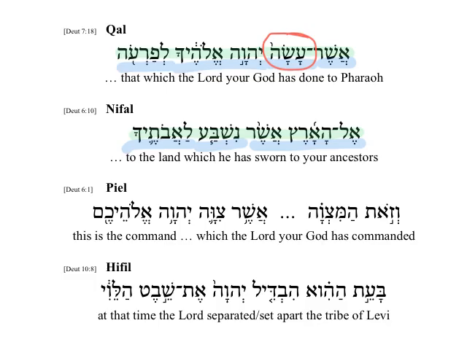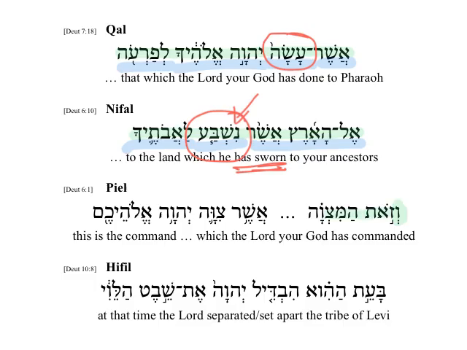Now, in this case, here we can see that this is in the Niphal stem because of the nun prefixed to the perfect verb. But because of the nature of the term shava, sworn, it's not passive or reflexive. It's just a straight up word. And so here we just say nishba. We would just translate it without any particular nuance. He has sworn.